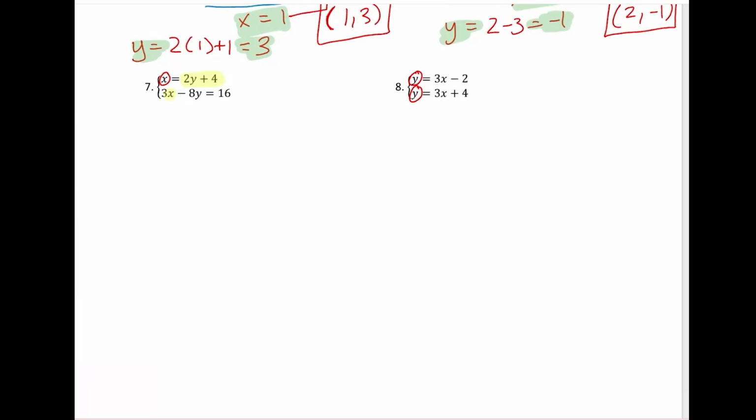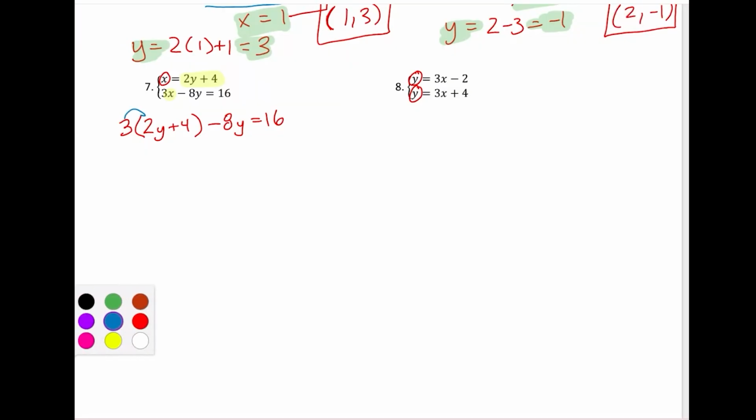So now I can rewrite that equation. 3 times 2y plus 4 minus 8y equals 16. And so what's a little different about this one is that we're actually going to be finding y first. It doesn't really matter which one you find first. It all just depends how the system's initially set up. So don't be worried that we're going to get y first.